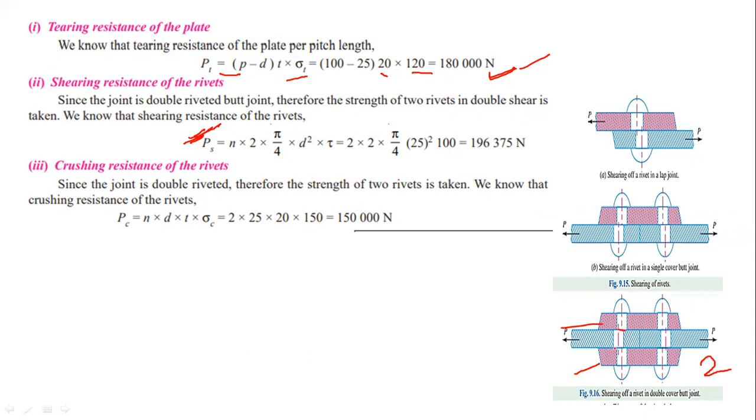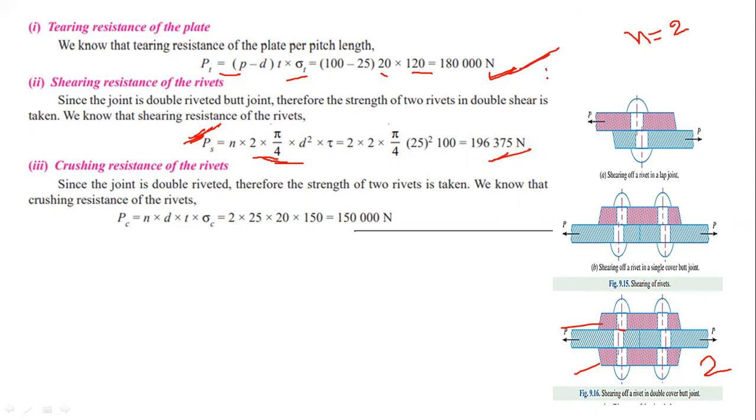So here you can observe, this is a double shear, double failure. So pi by 4 d square is the single shear. So for double cover plates, you have to consider double. So you have to multiply with 2 for considering the double shear. 2 into pi by 4 d square is the double shearing. And n is the number of rivets. Here our problem is double riveted, so n equal to 2. And this 2 value is for double shear. Tau equal to shear stress. So here the answer is 196,375 newtons.